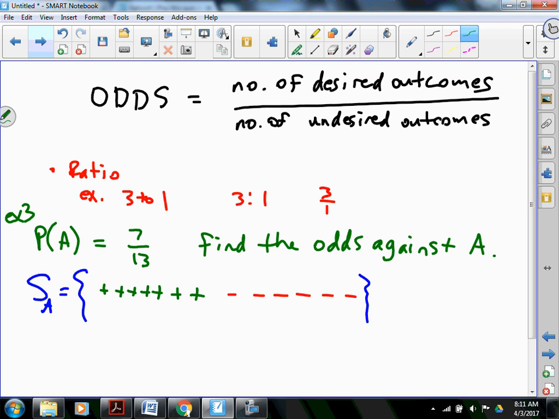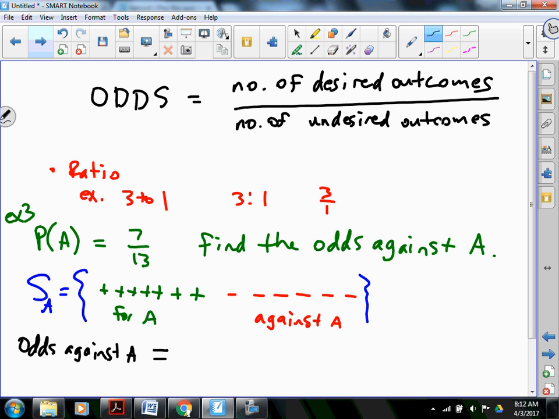So these green things are for A, right? And these red things are against A. So if we're finding the odds against A, what would that look like?